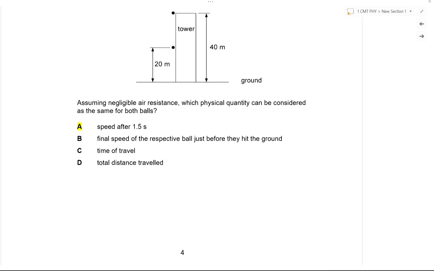What about 1 second later? What happens to the speed of the ball from the third level? Increase, decrease, or same? Who thinks that the speed increases after 1 second? Okay, speed increases. What about those who think that the speed stays the same? And those who think that the speed decreases? So nobody thinks that the speed will decrease.